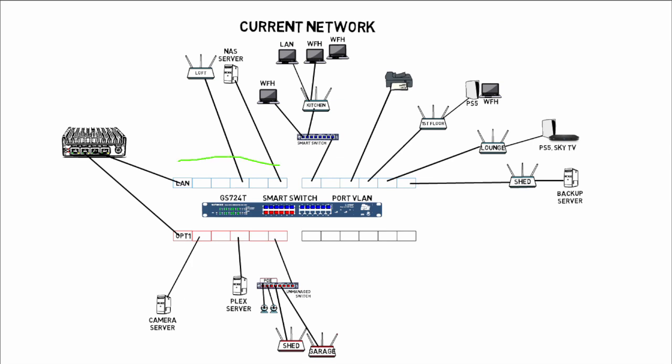The top row of ports are configured as one VLAN, which has all the internal devices on it. The left hand of the bottom row is configured as the DMZ, and that has all the untrusted devices on it. And the right hand end of the bottom row is spare. It's a very simple network, but it's limited in its security.